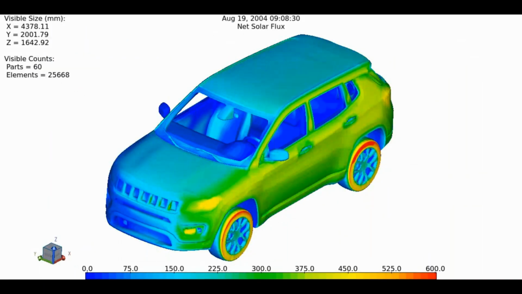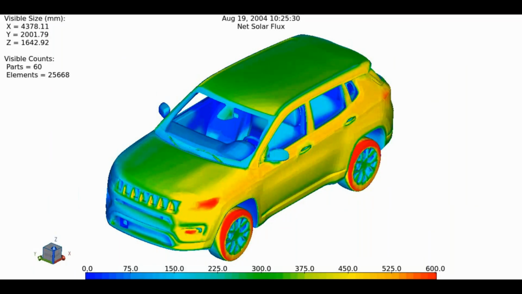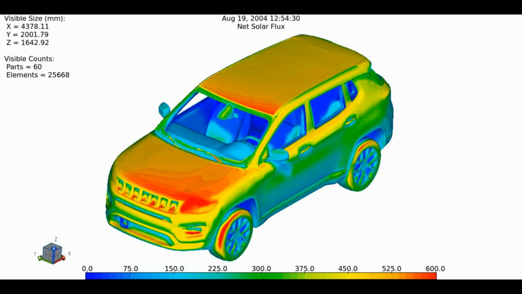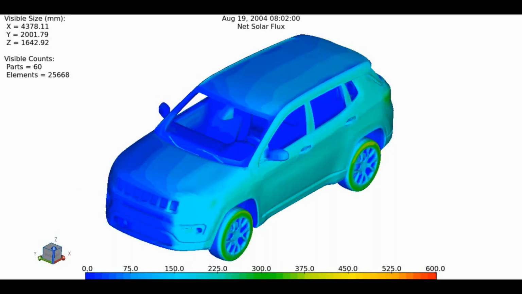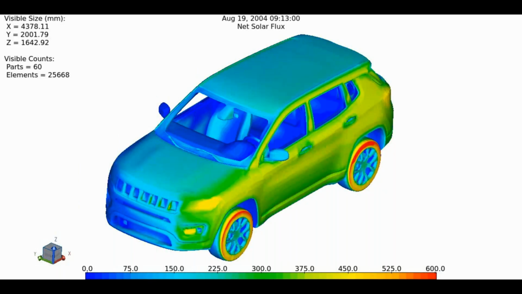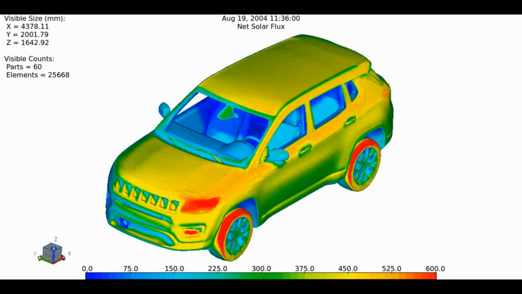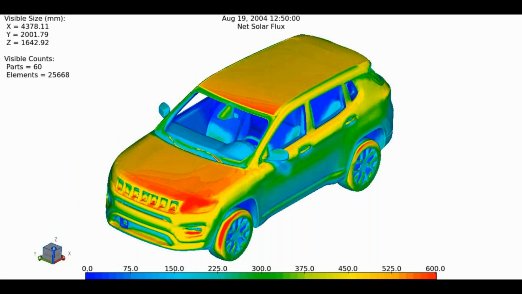So here's an animation showing a little bit more of the boundary condition side of things. This is coming from TAITherm, showing the solar load on the vehicle, absorbed solar load over time. So with that vehicle facing south, we've got the high solar loads on the driver's side of the vehicle initially, and then slowly moving towards the front and increasing in intensity.